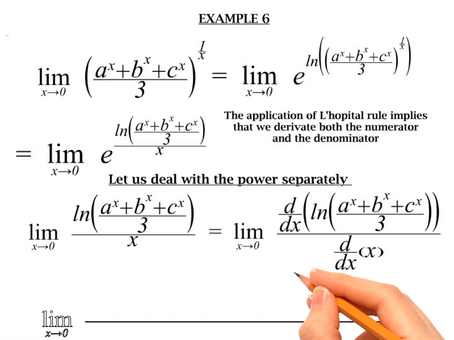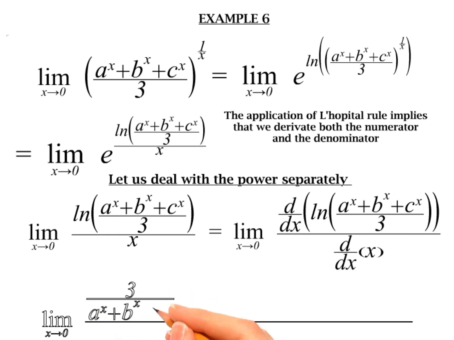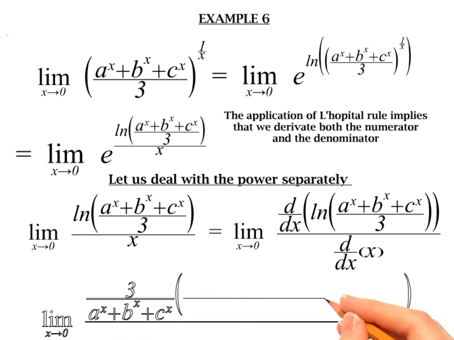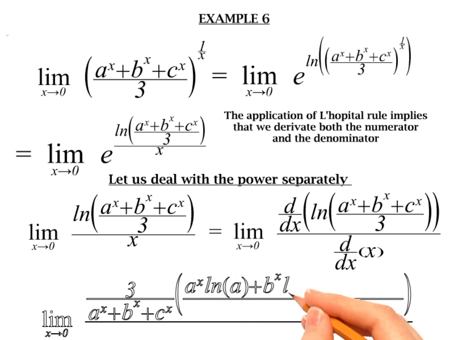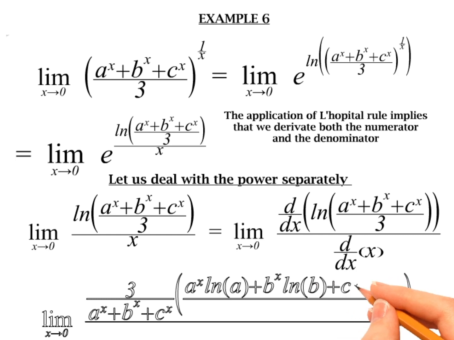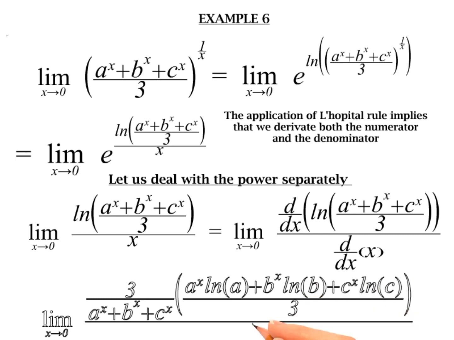Lim of [3 over (a^x + b^x + c^x)] times [(a^x ln a + b^x ln b + c^x ln c) over 3], all over 1, as x approaches 0. I would love to write this on a new page.